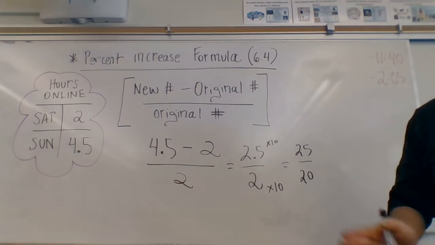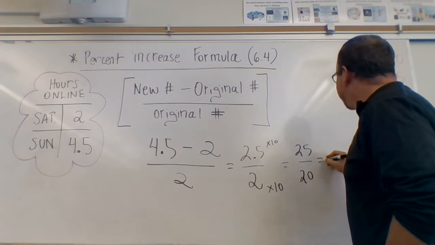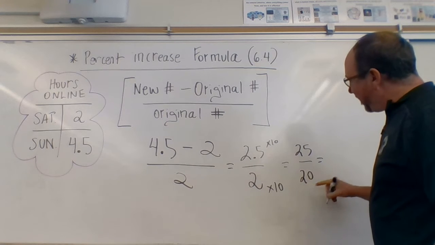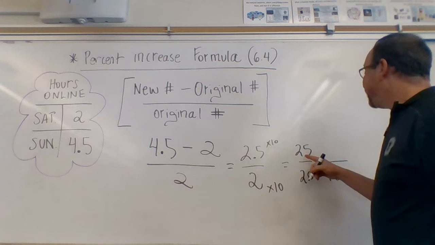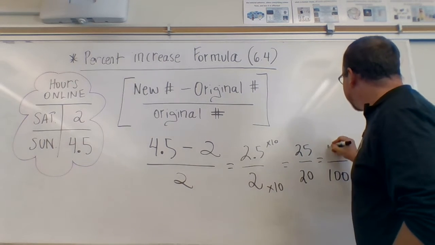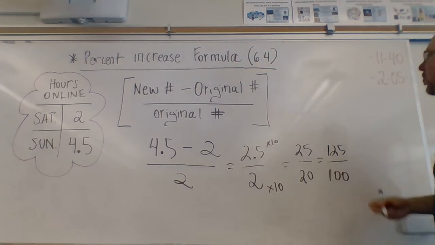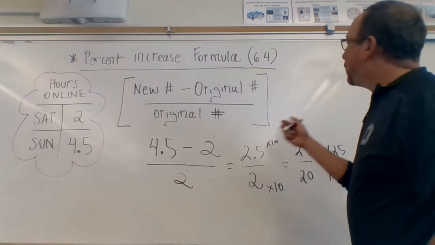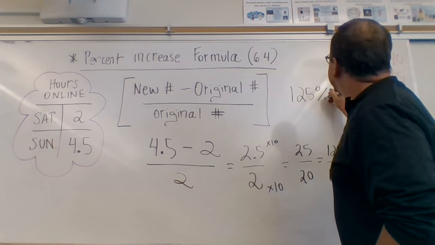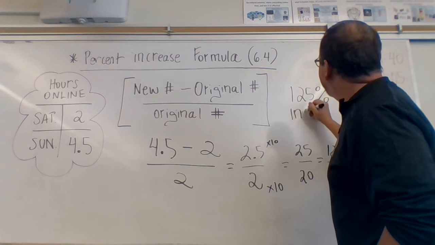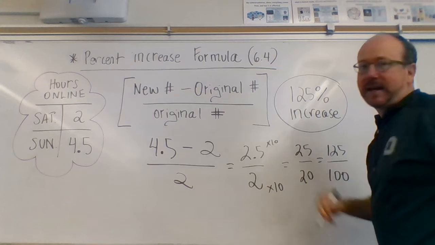Maybe you're talking about percent. You want it out of 100%, out of 100. And you're just going to go ahead and multiply by 5. 20 times 5 is 100. 25 times 5, 125. And now we've got that percent really clearly per 100. So the increase in amount of time is 125% increase in the amount of time online from Saturday to Sunday.